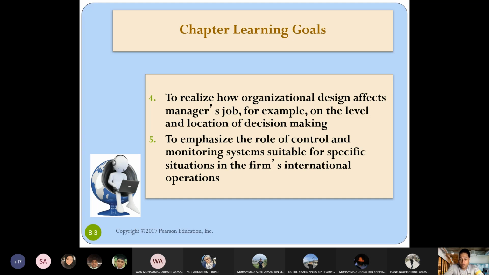Either the decision making comes from the local manager, or from the HQ or headquarters, or maybe the home country. And the last one is to emphasize the role of control and monitoring systems suitable for specific situations in the firm's international operations. So we try to emphasize the role of each control and monitoring system, especially the SOP from the HQ. Sometimes they give a monitoring system, especially if you have a lot of subsidiaries or companies in other countries. So these are the 5 learning goals for chapter 8.